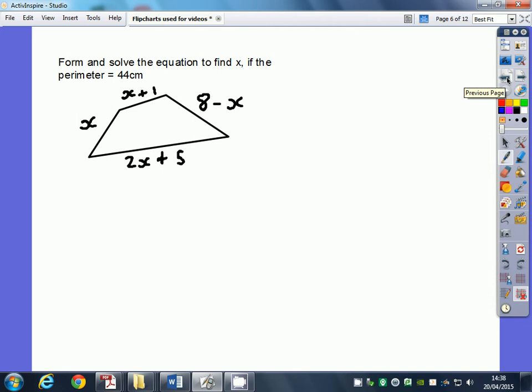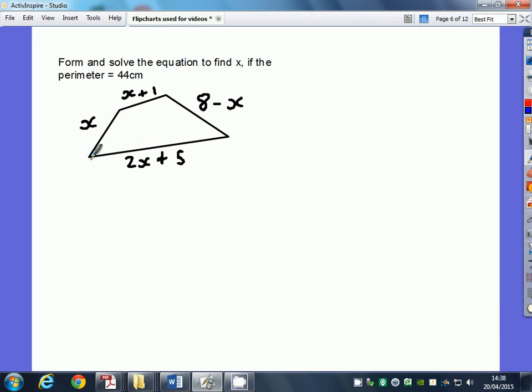Now, this next question is probably the toughest on the paper. However, I'm convinced that everybody in my class could get this correct with no problem at all. The perimeter of a shape, don't forget, is the distance around the outside. So the total distance all the way around the outside of the shape. And we are told that that distance is 44 centimetres.